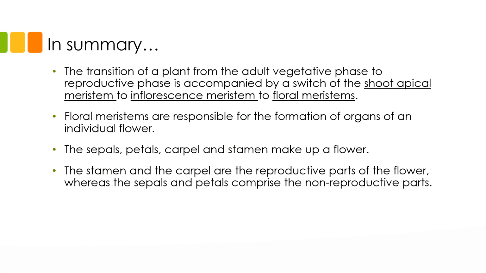The transition of a plant from the adult vegetative phase to the reproductive phase is accompanied by a switch of the shoot apical meristem to inflorescence meristem and then to the floral meristems. The floral meristems are responsible for the formation of organs of an individual flower. The sepals, petals, carpel, and stamen make up the basic structure of a flower. The stamen and the carpel are the reproductive parts, whereas the sepals and petals comprise the non-reproductive parts or the perianth.